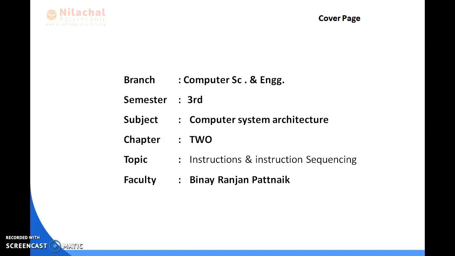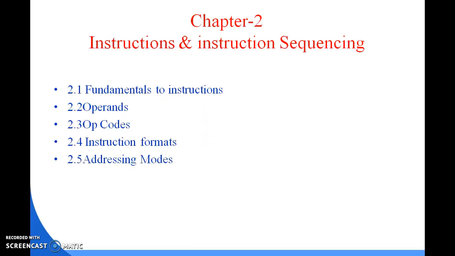Today we are going to discuss instructions and instruction sequencing, which is chapter number 2 of the subject Computer System Architecture. In this subject we are going to focus on the instruction and the formatting of the instructions. Next are addressing modes, operands, opcodes, and the instruction formats.